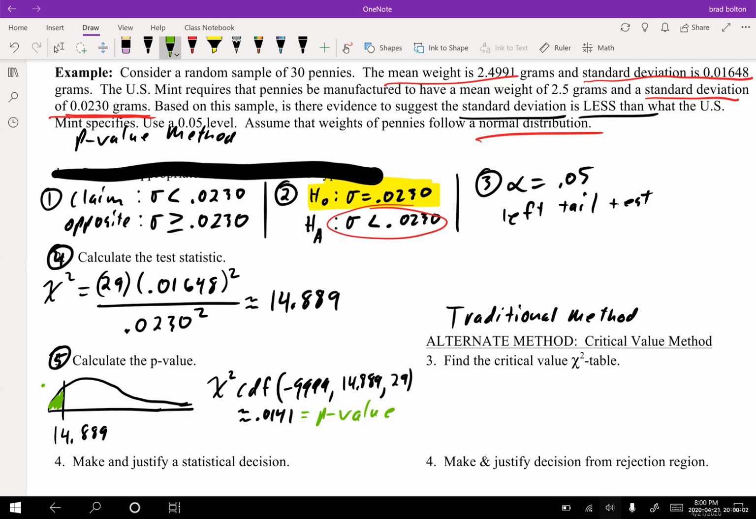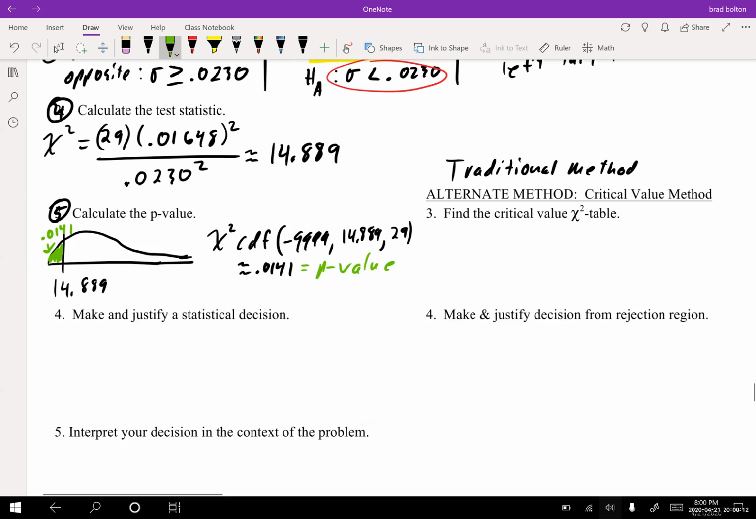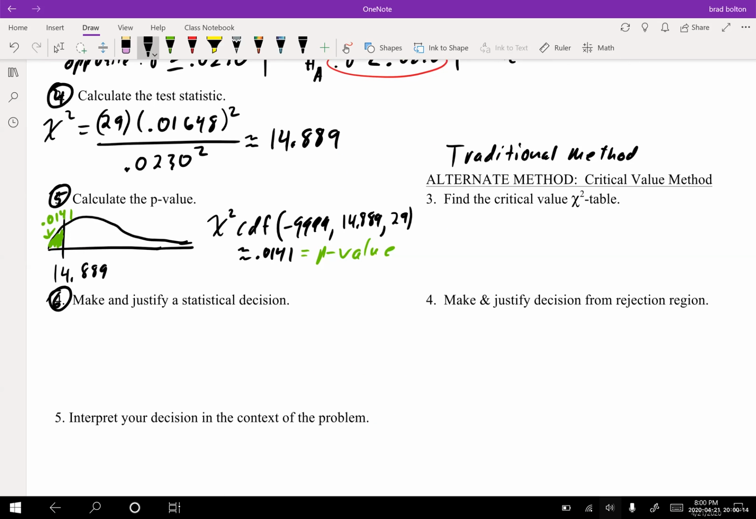So that means this area right here is 0.0141. Okay, so this area right there. All right. Now my step 6, make and justify statistical decision. I'm going to go a little bit quicker on this one. Instead of being really wordy, I'm going to get to the point. Again, you guys definitely remember you can use this instead of the table that I gave you. It's probably more accurate than the table.